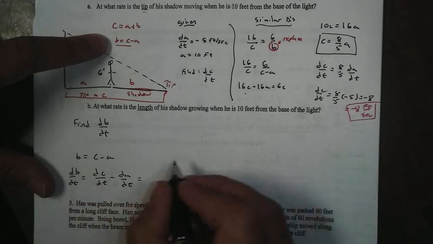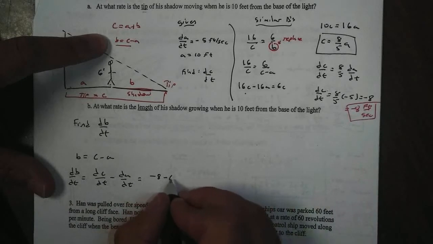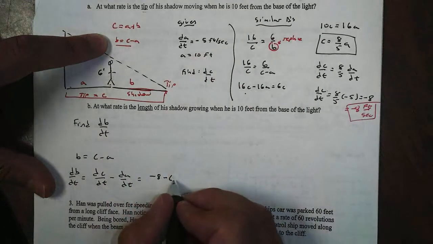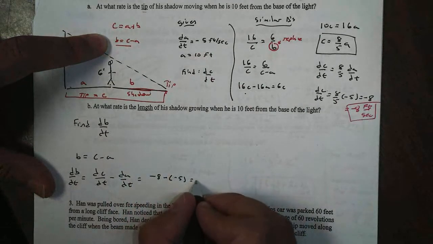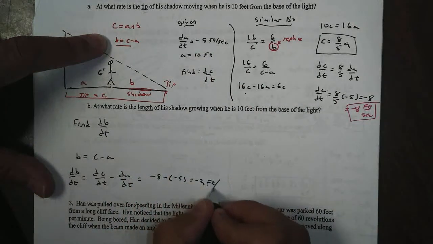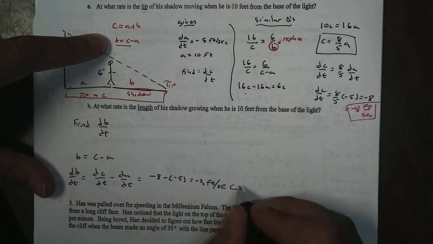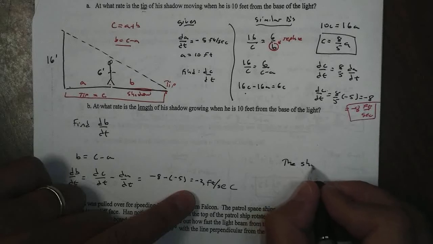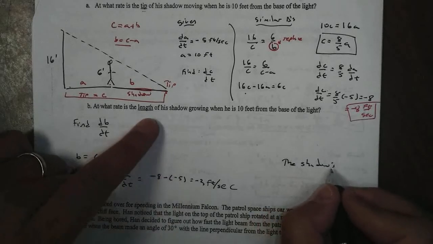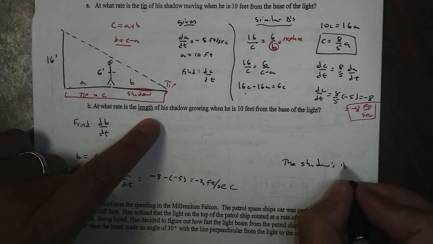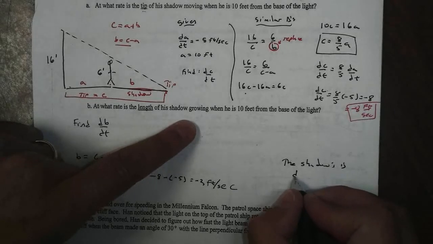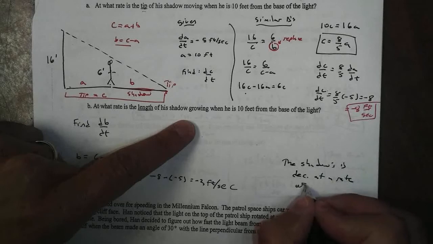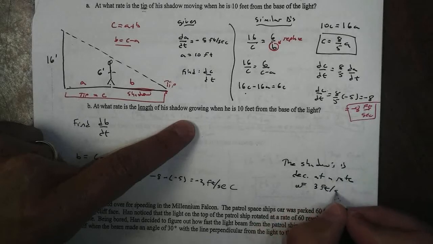And dC/dt we just found was negative 8 minus dA/dt. Where was that again? Oh, there it is, negative 5. And we should get negative 3 feet per second. I'll write this one as a sentence, okay? So what is this saying? The shadow's length, instead of increasing, is decreasing at a rate of 3 feet per second.